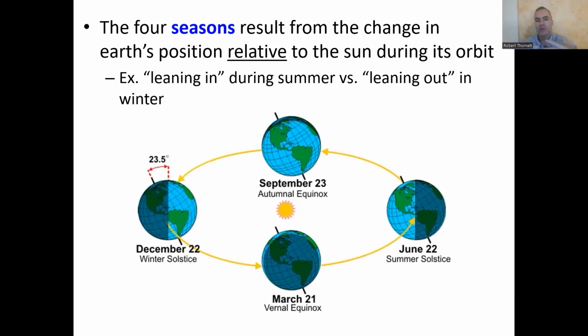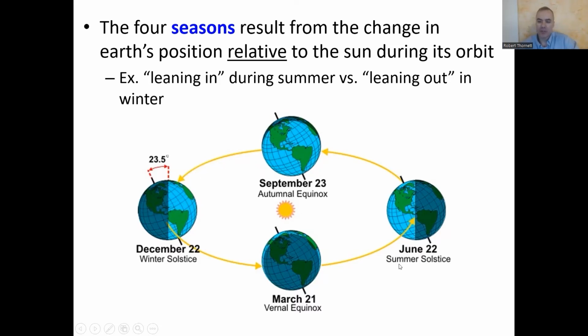So now we can put what we've got together and see how we get our 4 seasons out of the Earth's orbit, rotation, and then the insolation coming in from the sun. So the 4 seasons are a result of the way that the Earth's tilt relates to the sun in the middle of the orbit at different times of the year.